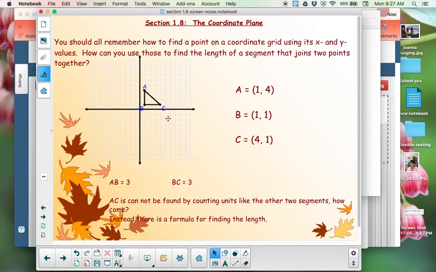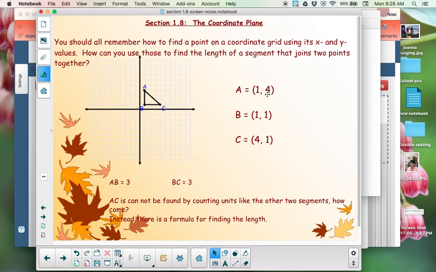AC, however, cannot be found by counting spaces. The distance between the diagonal corners of a square is not the same as the distance between consecutive corners of a square. So although you can count for horizontal and vertical, you cannot count for diagonal. Therefore, there's a formula that allows you to find that length.